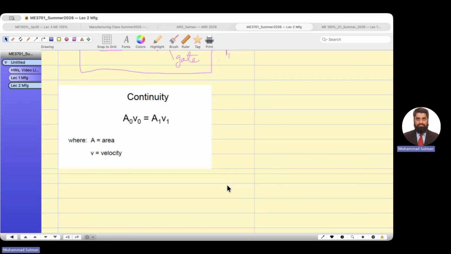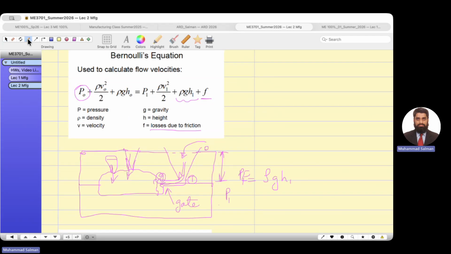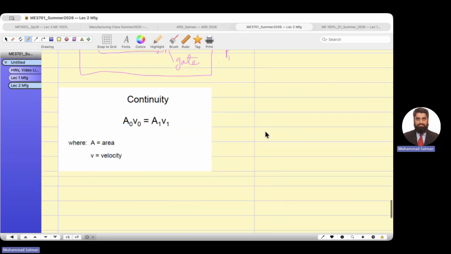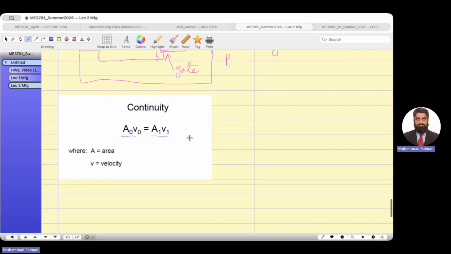A is the area cross section of the sprue or the pipeline, and V is the velocity of the fluid passing at that stage. Okay, I mark the stages here, like stage number 0 and stage number 1, or the state number gate. You see my point? Continuity means the fluid is flowing with the same volumetric flow, meter cube per second. If you take the area is meter square, velocity is what? Meter per second. So it is known as meter cube per second. Volumetric flow, we also call it a volumetric flow.